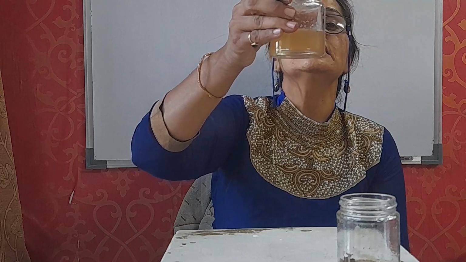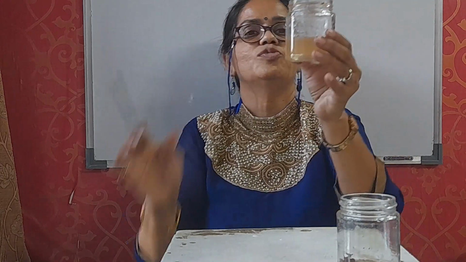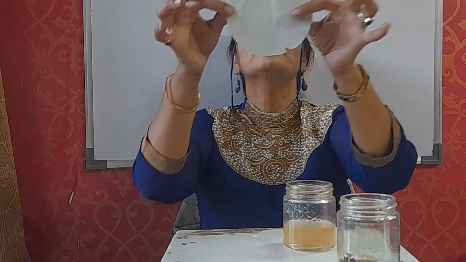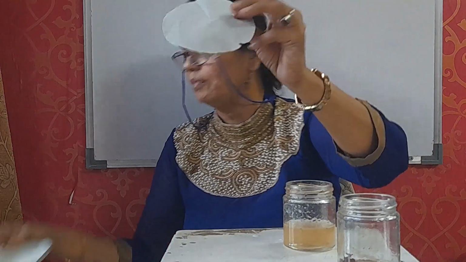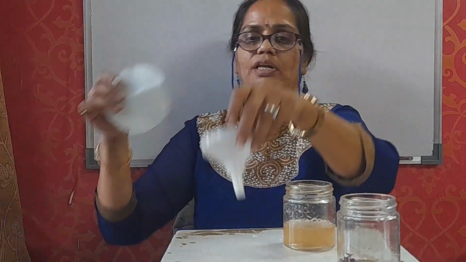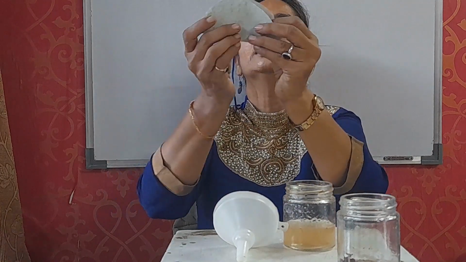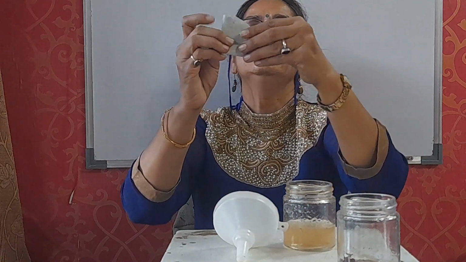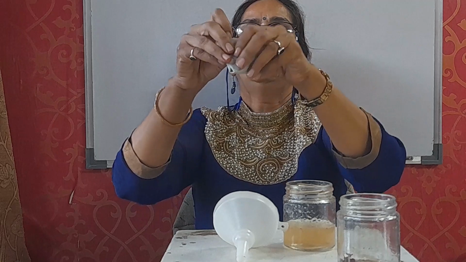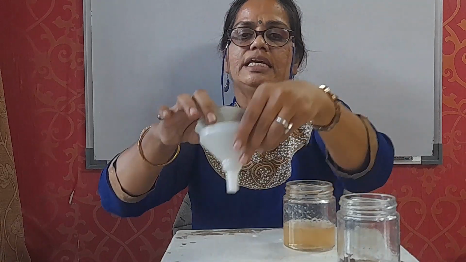Still, this is not the clear solution. So what I will do is use the filtration method. Children, this is called filter paper, which we use in the laboratory. I will put this filter paper in the funnel. This is called a funnel. I will put the filter paper in the funnel this way, and now we will see.